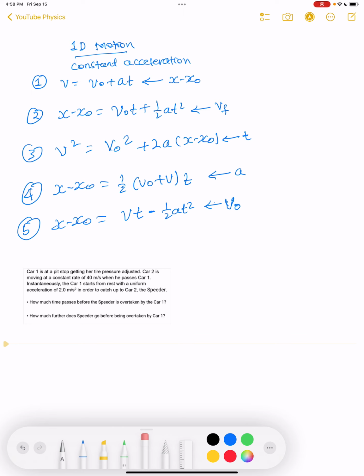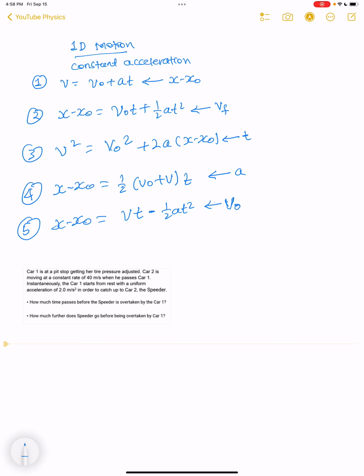So let's set up the problem first. We have car 1, C1 here, and this car's initial velocity is 0 at a pit stop. And we have car 2, which at this point in time is moving at a constant velocity of 40 meters per second. What does this mean? This means the acceleration is 0 and this car is not accelerating, and that simplifies the problem for us.